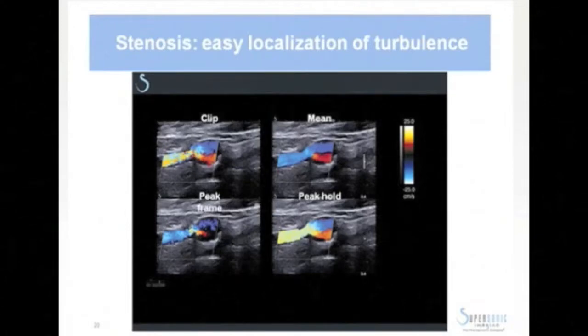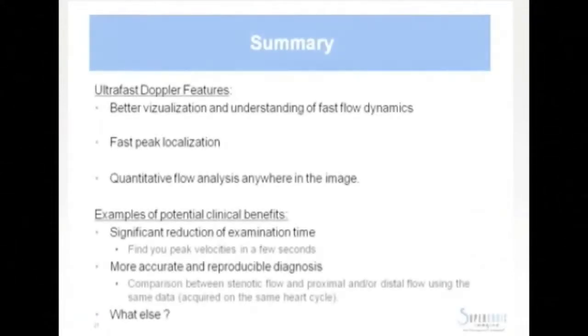So a brief summary. What are the ultrafast Doppler features? First, a better visualization and understanding of the fast flow dynamics through an increased frame rate and increased performance of the color flow imaging mode. A fast peak localization tool for you to know where is the peak velocity and where to put your sample volume, and a way to quantify flow everywhere on the image and not choose only a single location.